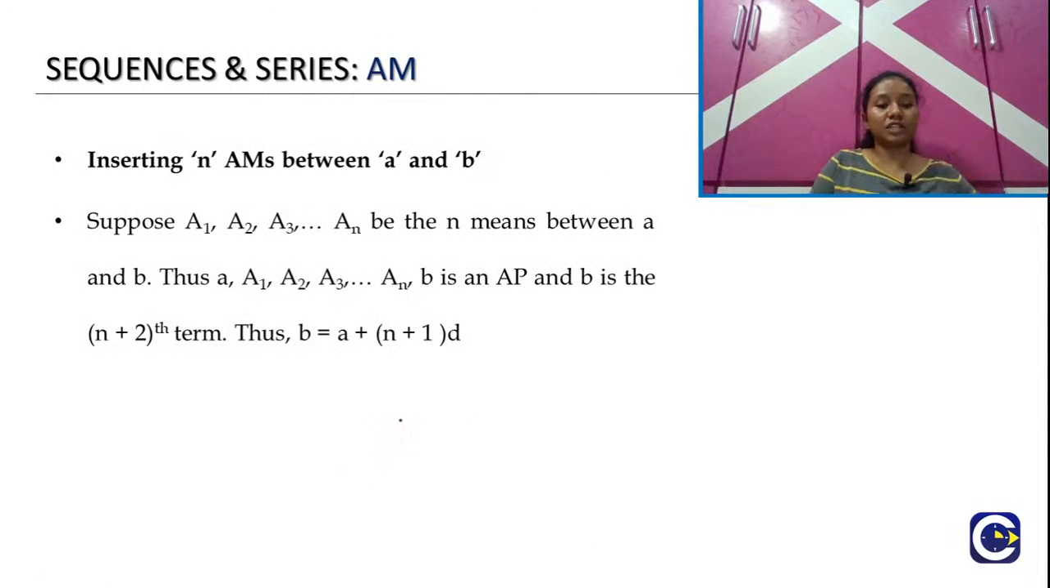So I hope you guys are okay so far. So here b is equal to a plus n plus 1 d. Just now we have determined. So now what we have to do? We have to find the d value, that is the common difference.